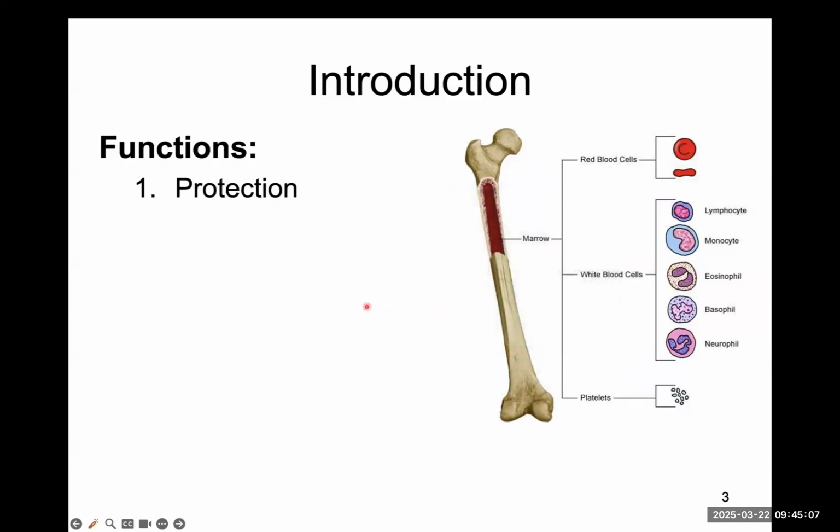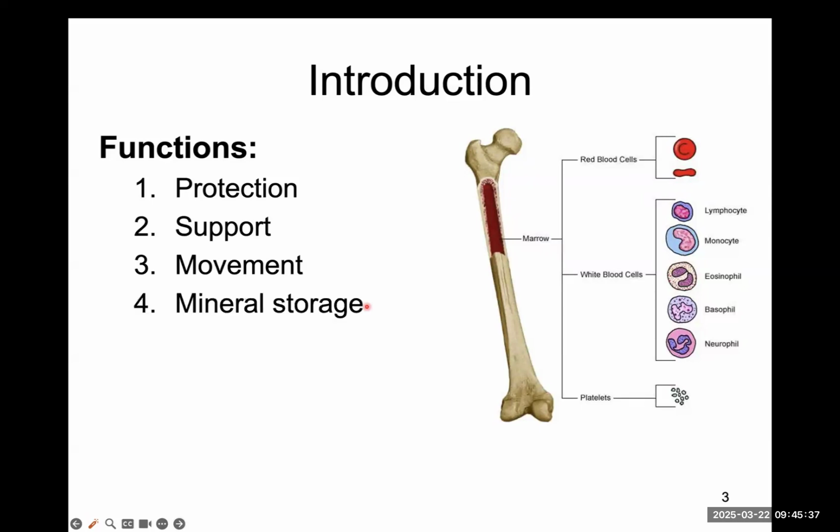So what are the functions? In addition to providing a framework to fight against gravity, the skeletal system is also going to protect you. The skull surrounds and protects your brain. The rib cage surrounds your heart and your lungs, and that's also protecting you. It supports you against gravity, and you have muscles connected to your bones, which allows you to move. So it's providing protection, support, and movement.